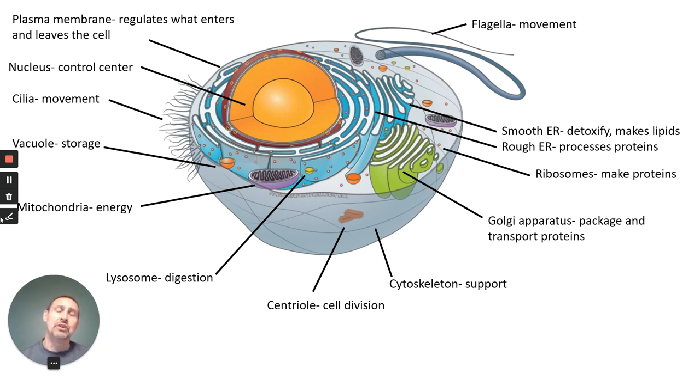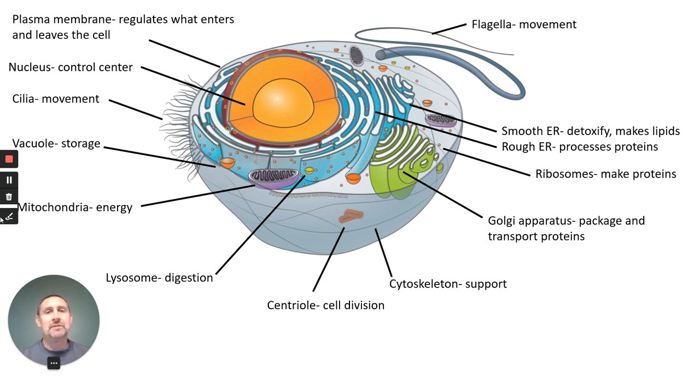Rough ER is called rough because it has ribosomes on it. So that's going to do a lot with processing and making, building, and assembling these proteins. But smooth ER is going to deal more with lipids, making lipids. Also, if you take toxins in your cell, the smooth ER will help detoxify your cell.